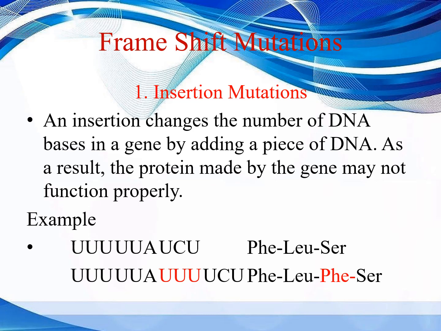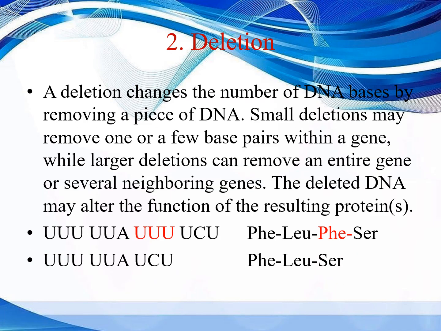Frame shift mutations. Insertion mutations. An insertion changes the number of DNA bases in a gene by adding a piece of DNA. As a result, the protein made by the gene may not function properly. Deletion. Deletion changes the number of DNA bases by removing a piece of DNA. Small deletions may remove one or a few base pairs within a gene, while longer deletions can remove an entire gene or several neighboring genes. The deleted DNA may alter the function of the resulting proteins.